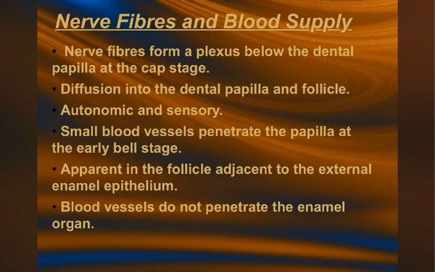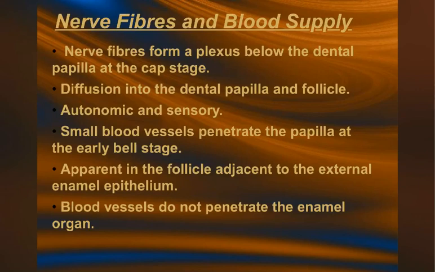Nerve fibers and blood supply. Nerve fibers form a plexus below the dental papilla at the cap stage, with diffusion into the papilla and the follicle. These nerve fibers are of two types: autonomic and sensory. Autonomic is sympathetic and parasympathetic.